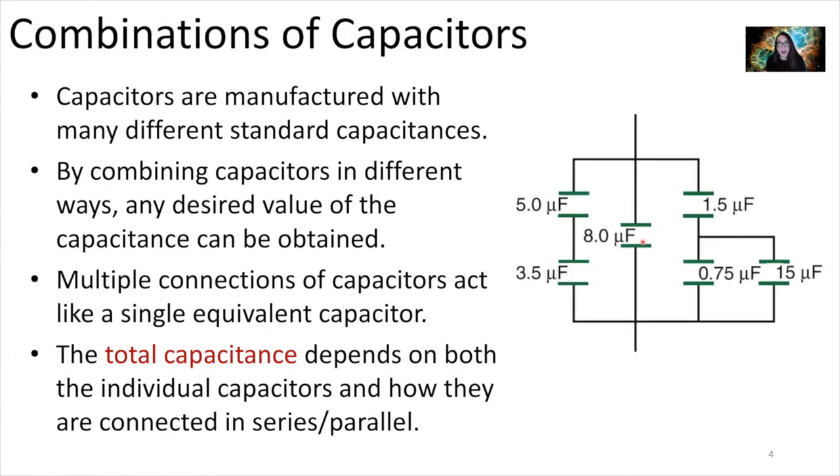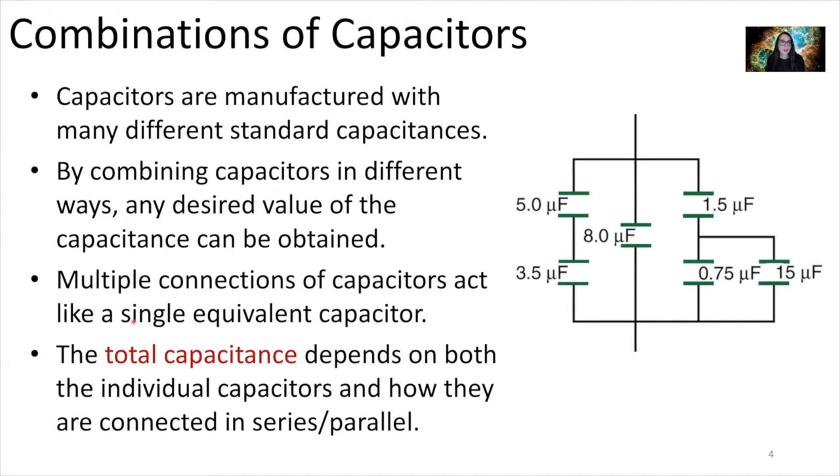And we can combine capacitors together in interesting ways. Capacitors are manufactured with many different standard capacitances. By combining capacitors in different ways, any desired value of the capacitance can be obtained. Let's say for some reason you need a non-standard capacitance in a circuit, and you can't buy one manufactured with that particular capacitance. So you have to arrange your capacitors in a unique way in order to produce a capacitance that could replace that one capacitor that you need.